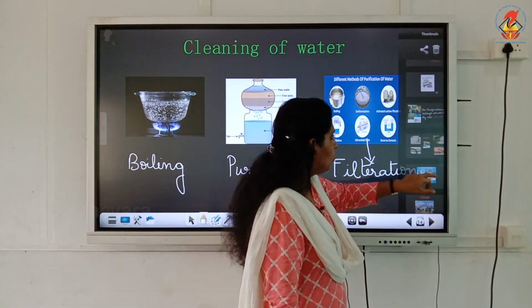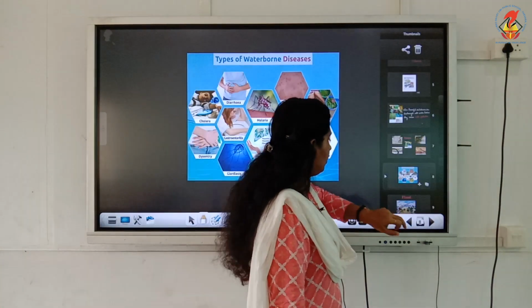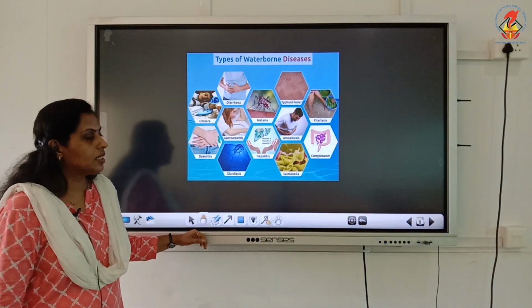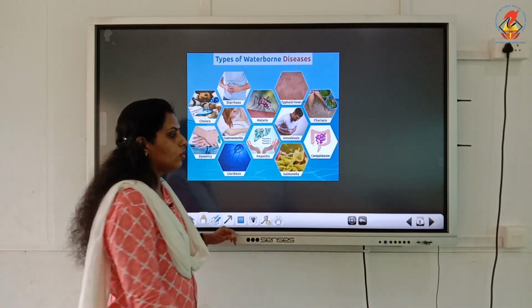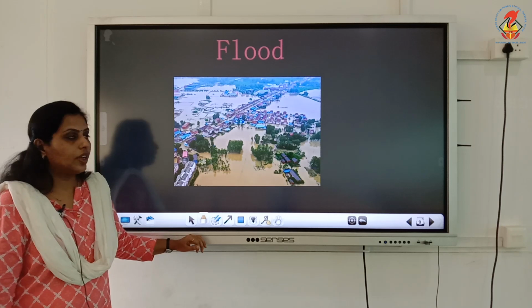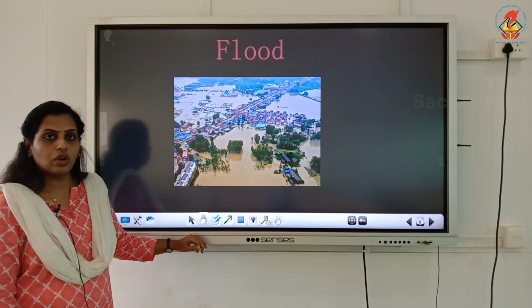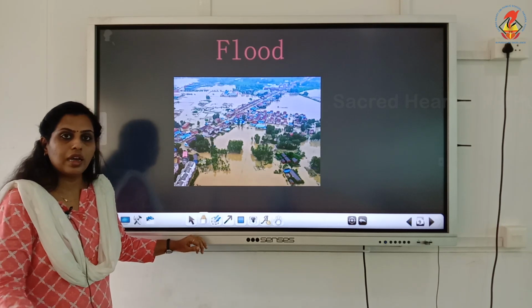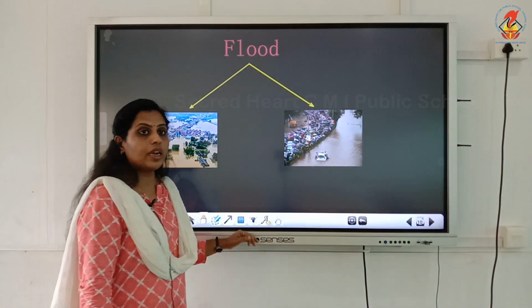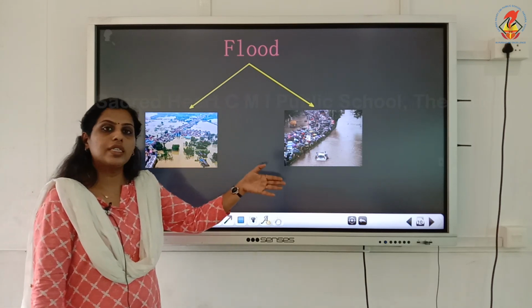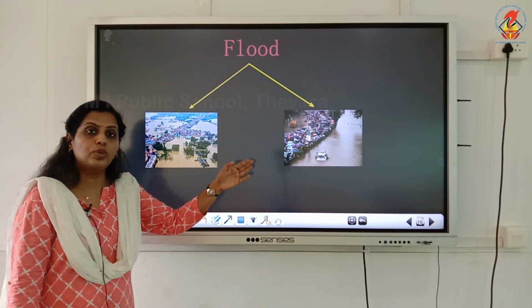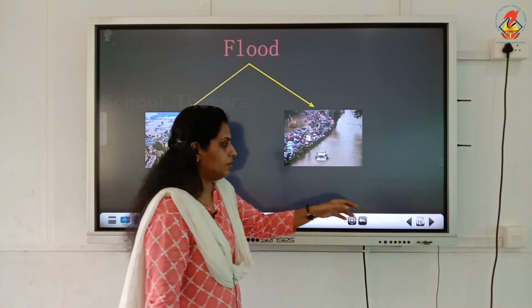Let's revise it one more time. First one is waterborne diseases, diseases that are caused by drinking impure water. Then we learned what a flood is. Flood means overflow of river water which submerges land which is usually dry. Then we learned there are natural floods as well as artificial floods. Artificial floods are actually caused by a poor drainage system.